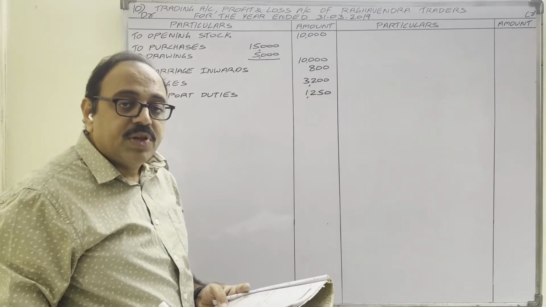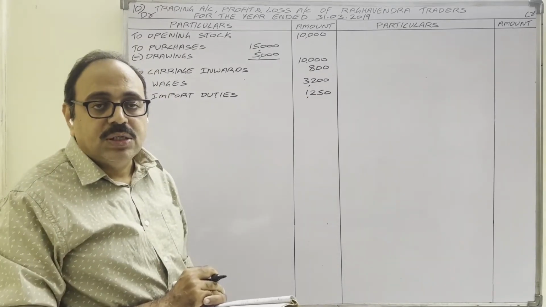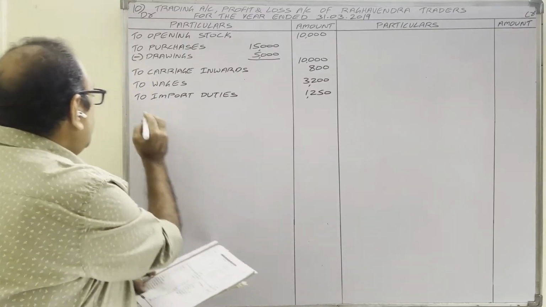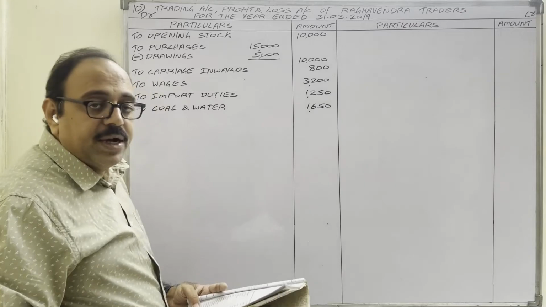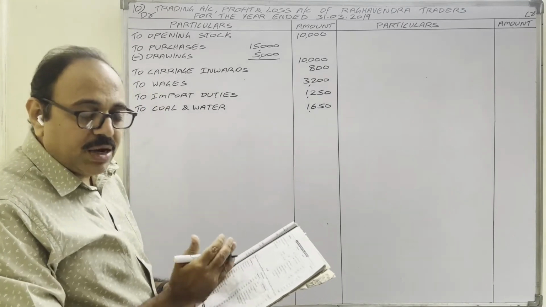Coal and water we use in the manufacturing process. So direct expenditure, trading account debit side, 1,650. Then debtors, bad debt. So the debit side of the trial balance is completed.